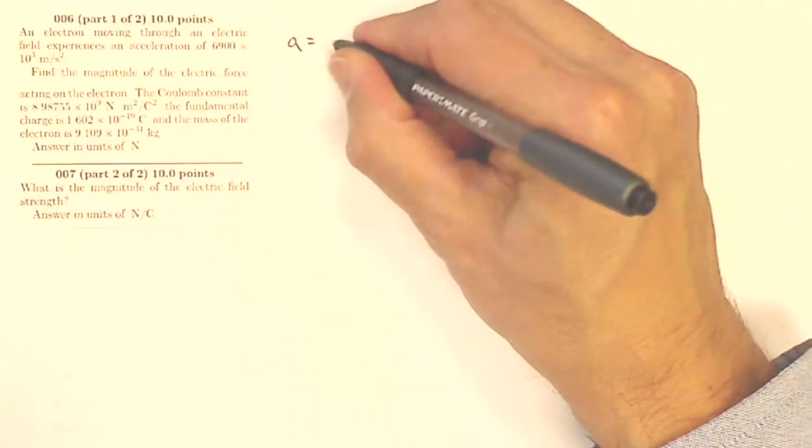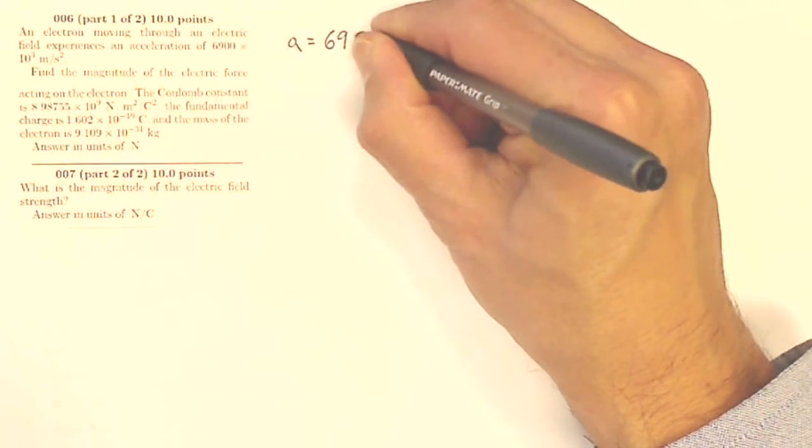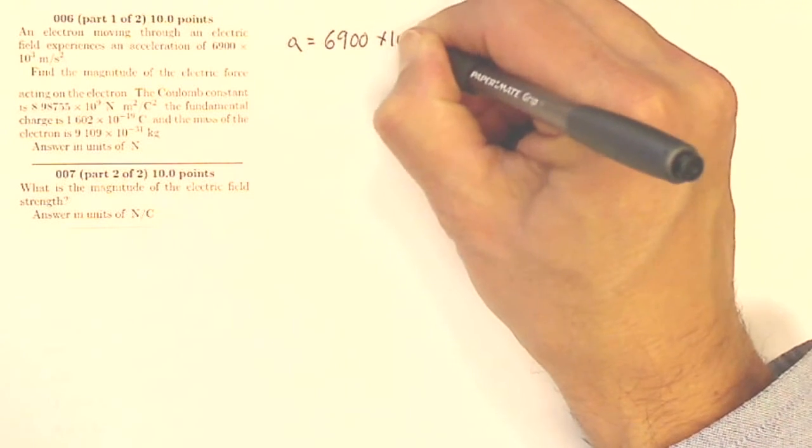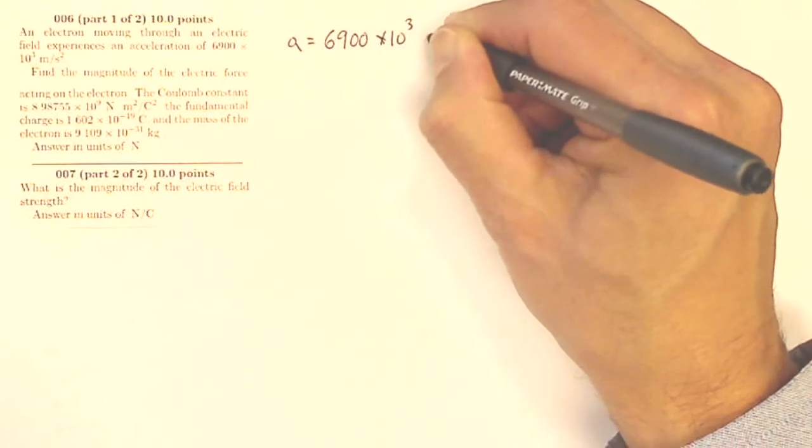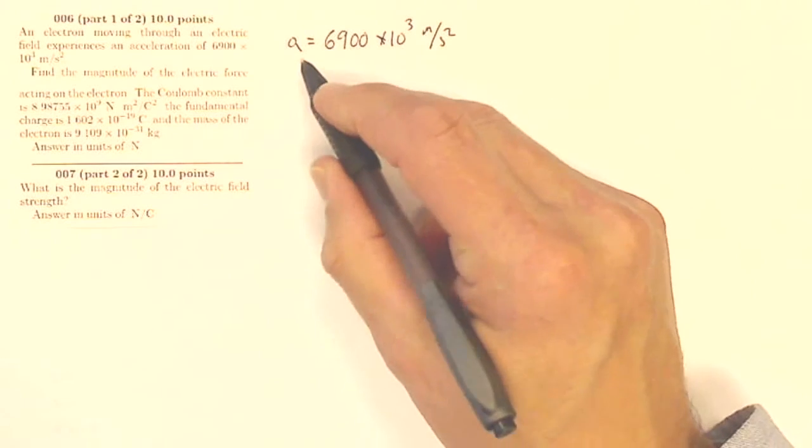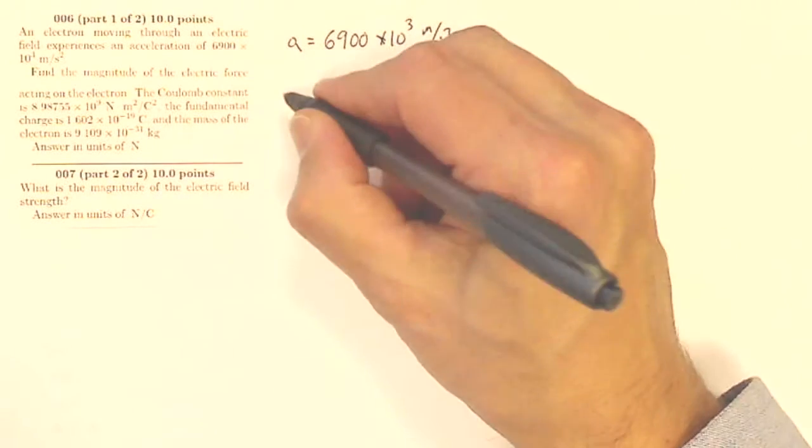6,900 times 10 to the third. That's a little strange scientific notation, but I will go with it. So 6,900 times 10 to the third meters per second squared is my acceleration. I want the amount of force.